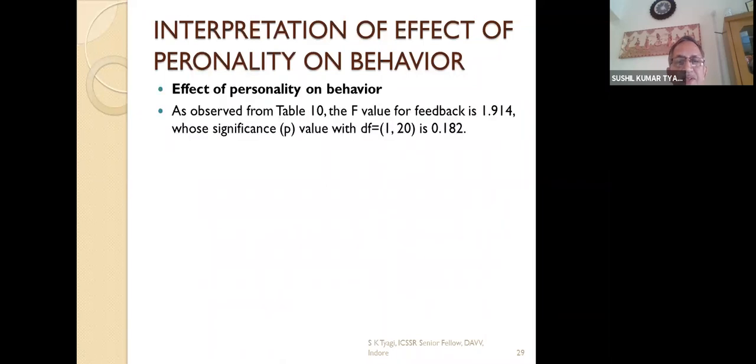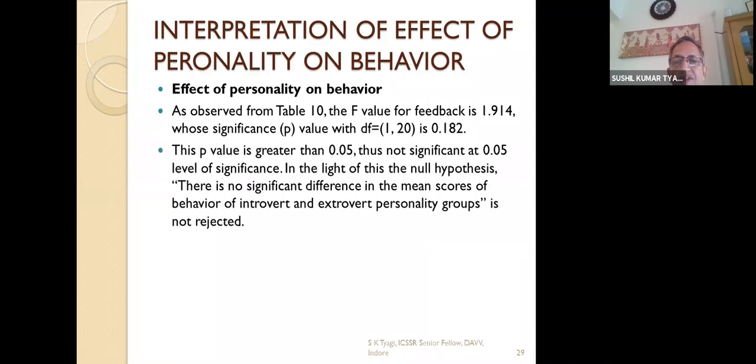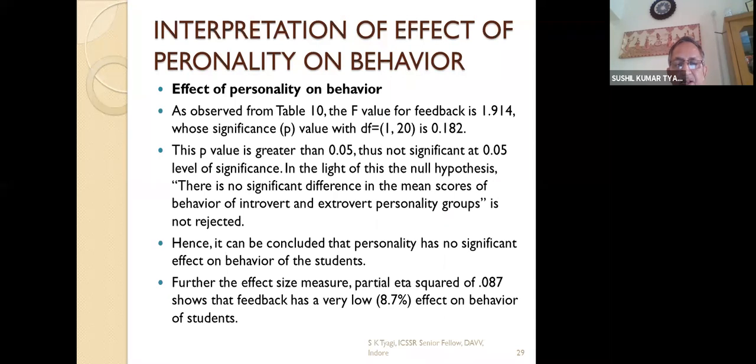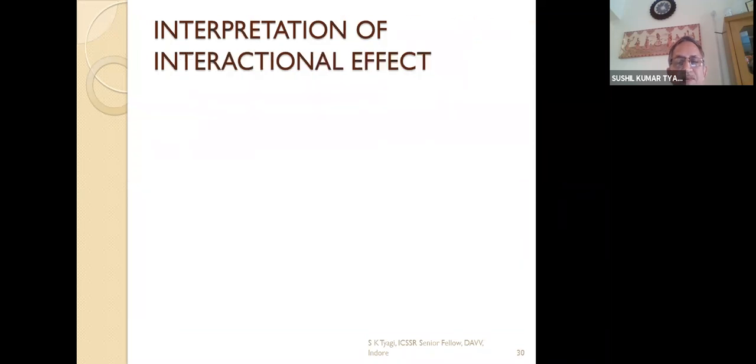Similarly, effect of personality on behavior. As observed from table 10, the F value for personality is this much. Then degree of freedom, then p-value. The p-value is greater than 0.05. Therefore, the null hypothesis is not rejected. Hence, it can be concluded personality has no significant effect, and it is 8.7% effect on behavior, although this is not significant. Now, interpretation of interaction effect.